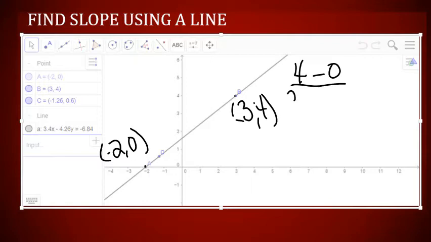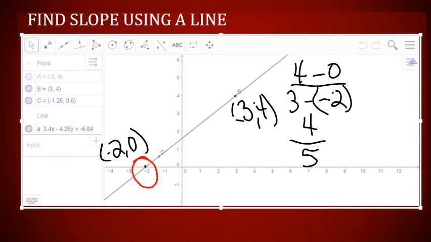So I've got 3 minus -2. So that's going to give me 4 over 5. 3 minus -2 is 5. That's 3 plus 2. So I have a slope using a line of 4 over 5. Finding slope using a line, picking up on these two coordinate points right here. There's one right there, (-2, 0). There's one right there. I determine it's (3, 4). X is 3, Y is 4. Bingo, bango, bongo. Slope, 4 over 5.